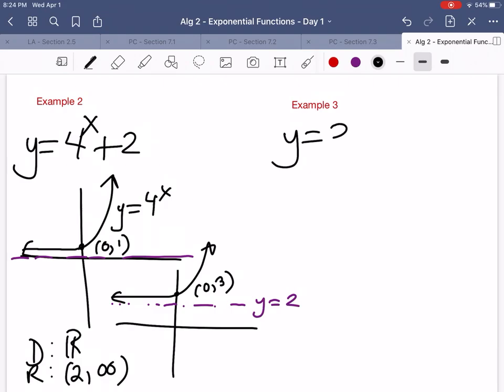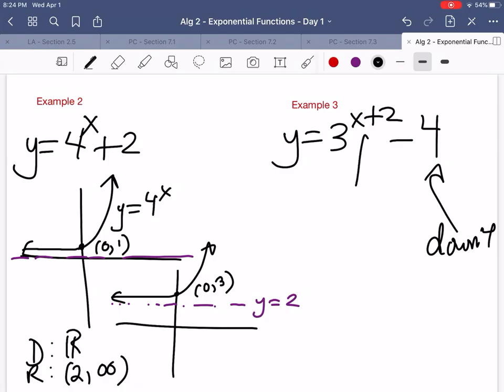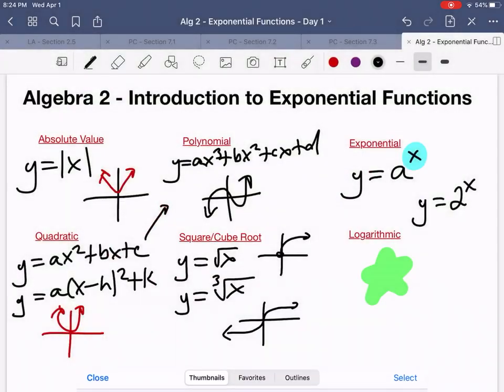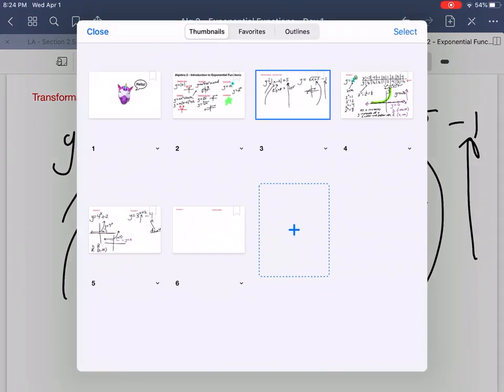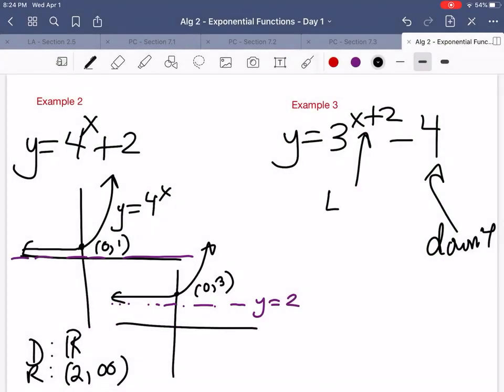Okay, so my next problem, I'm just going to make it a little bit more complicated. I have 3 to the x plus 2 and then minus 4 out here. We all know that that minus 4 is going to move me down 4. But this x plus 2, this is with your x, and so that should remind you of these problems here. Anything with the x moves you left or right. Since this one has a plus 2, that's going to move me to the left 2. There'll be some Desmos activities posted later that you can do to solidify this.